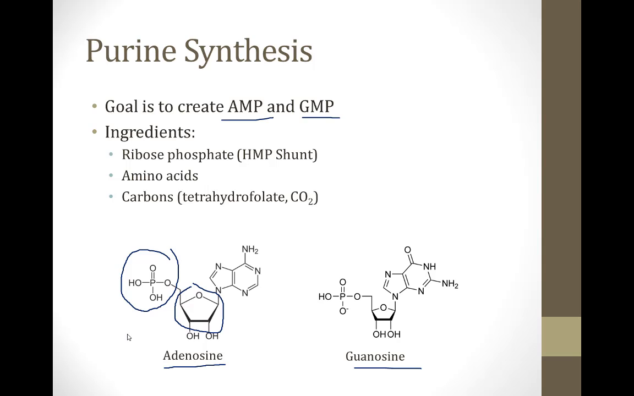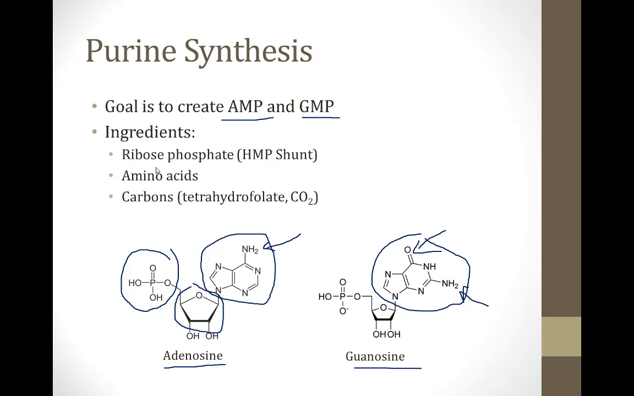This is a 5-carbon sugar, which is ribose. It's also sometimes called a pentose because it contains 5 carbons. And then they both have a base over here on the side. In this case, it's adenine, and in this case, it's guanine. You can see that adenine has a nitrogen group, and guanine has an oxygen group and a nitrogen group over here.